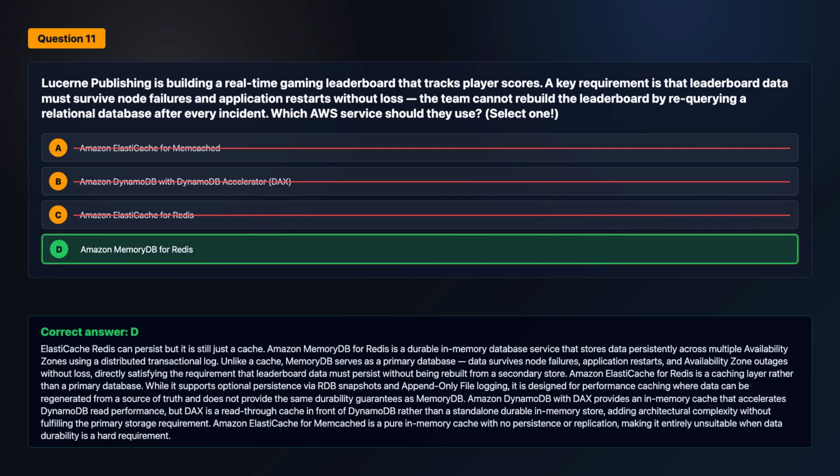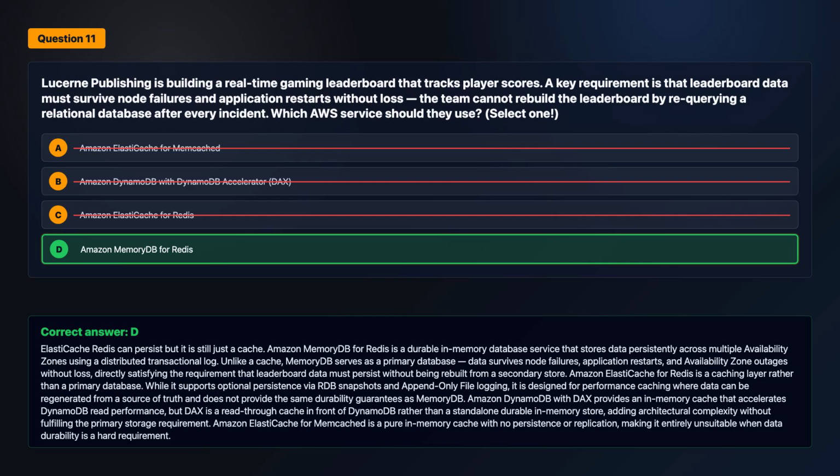The correct answer is option D. ElastiCache Redis can persist, but it is still just a cache. Amazon MemoryDB for Redis is a durable in-memory database service that stores data persistently across multiple availability zones using a distributed transactional log. Unlike a cache, MemoryDB serves as a primary database. Data survives node failures, application restarts, and availability zone outages without loss, directly satisfying the requirement that leaderboard data must persist without being rebuilt from a secondary store.